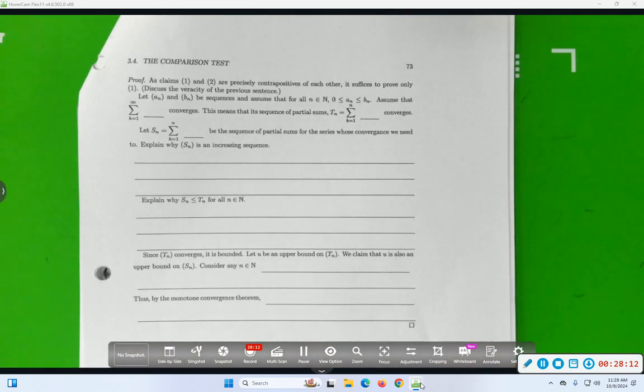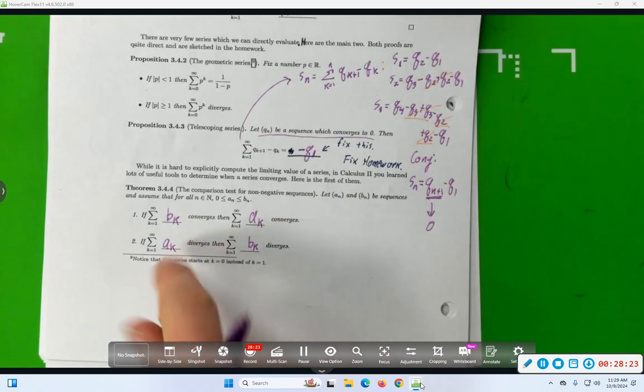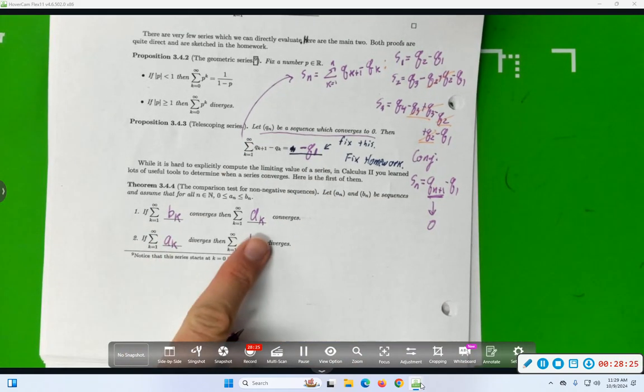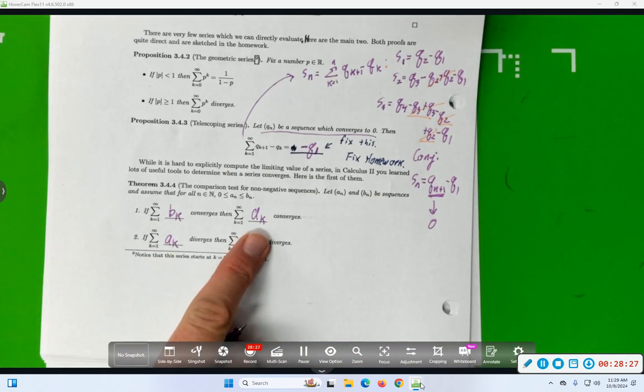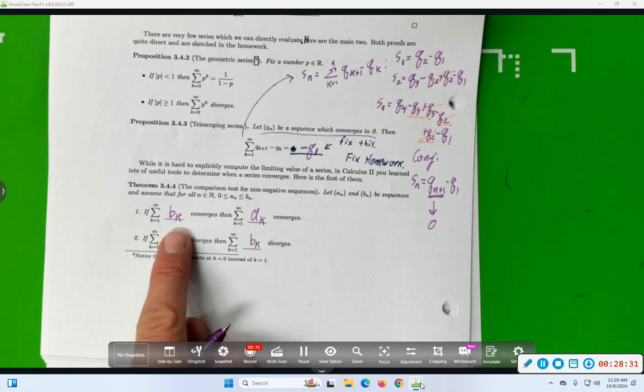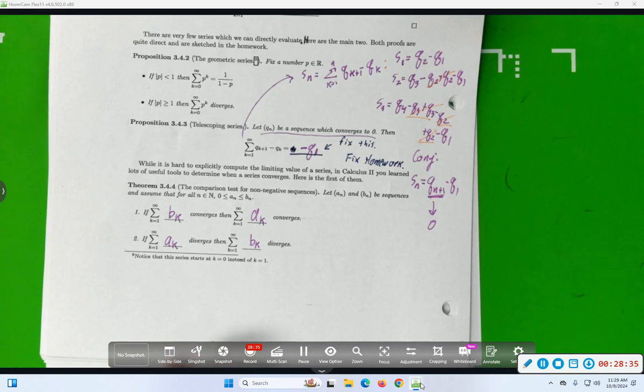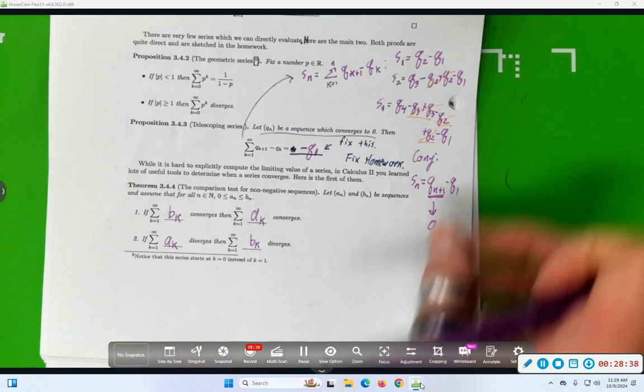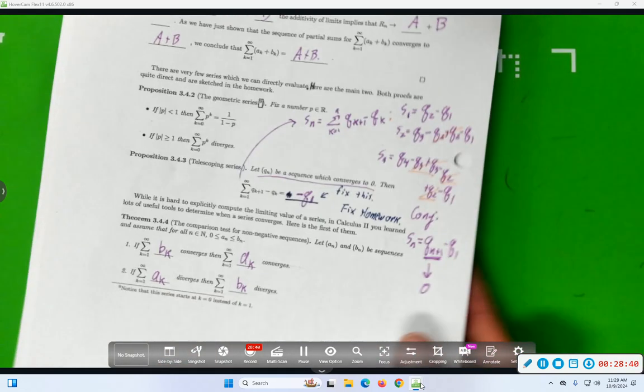Oh, I guess here's one note. Claims 1 and 2 are actually the same claim. They're just related by the contrapositive of each other. So let's just convince ourselves of that. If this converges, then that converges. So that means that if this didn't converge, that couldn't have converged. Oh yeah, that's item 2. So I don't need to prove both. They're both the same statement. They're related by just some logical jiggery-pokery.